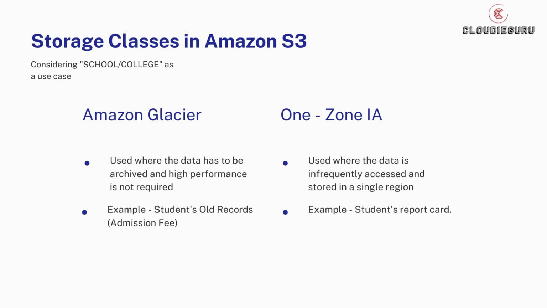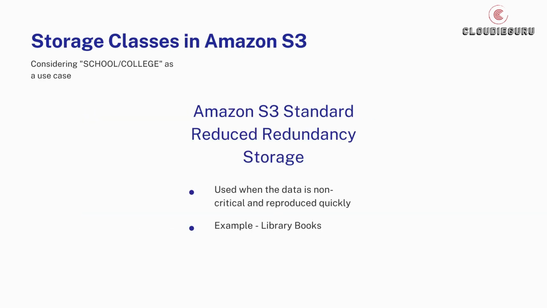Next is One Zone Infrequent Access or IA. One Zone Infrequent Access is used where data is infrequently accessed and can be stored in a single region. An example of data that can be stored in One Zone IA can be a student's report card. The last one is Amazon S3 Reduced Redundancy Storage. It is used when the data to be stored is non-critical and can be reproduced quickly. An example of data that can be stored in it can be library books.